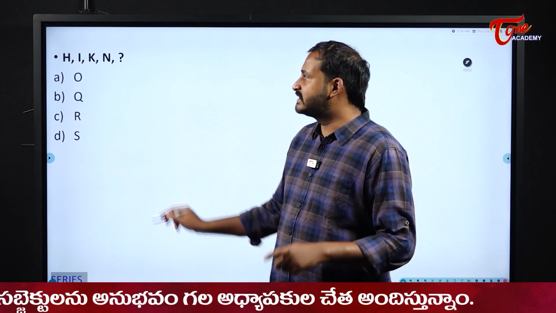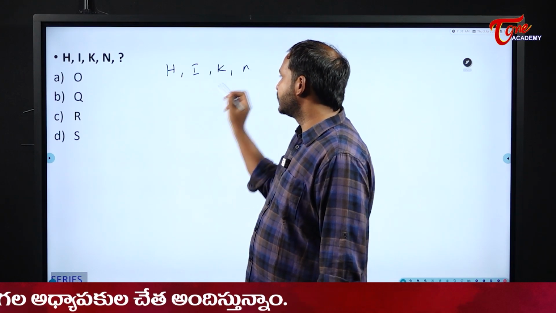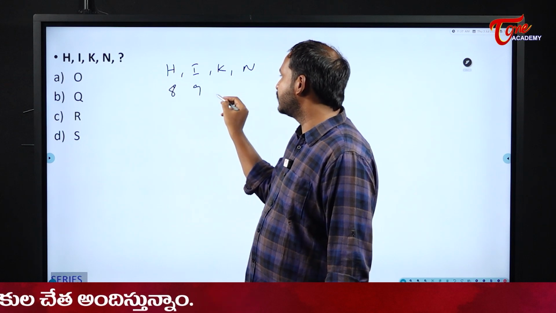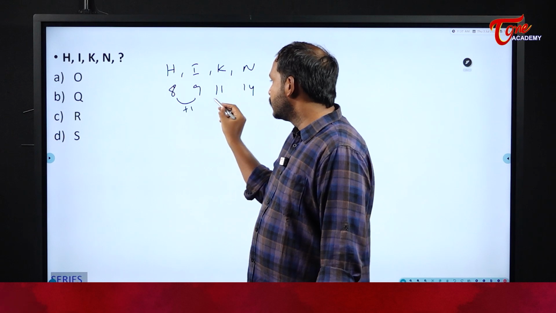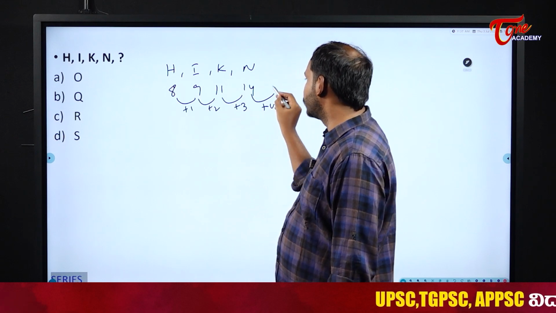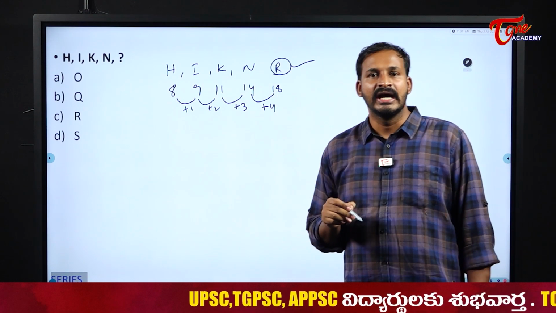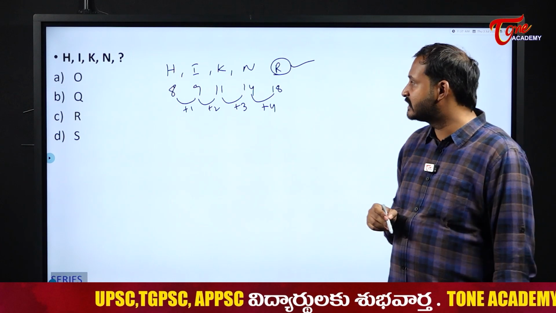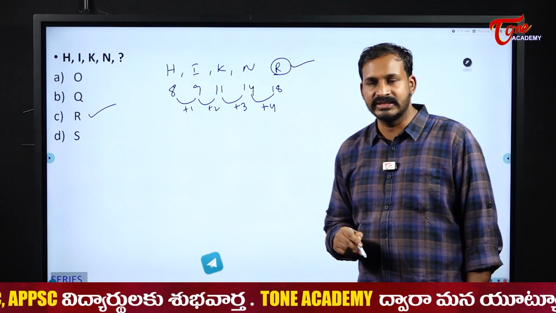Next, H-I-K-N. A simple series. H is the 8th alphabet, I is 9th, then 11 and 14. What is happening here, students? Plus 1, plus 2, plus 3. So next what does it become? Plus 4. 18th alphabet is what for us here? R. 18th alphabet is R. So our answer here becomes R.